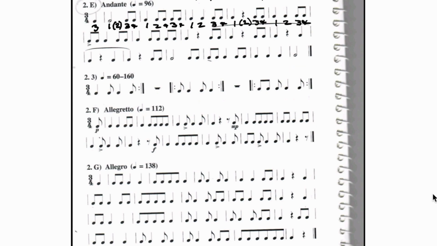I forgot about the red dot again halfway through, but that's okay. Okay, let's do one more here. And in a little while, I'm going to add another video that shows you how to get from one meter to another, from 3/4 to 3/2 or 3/8. I'll deal with that in a separate video. This video is all about counting and feeling those rhythms, okay?